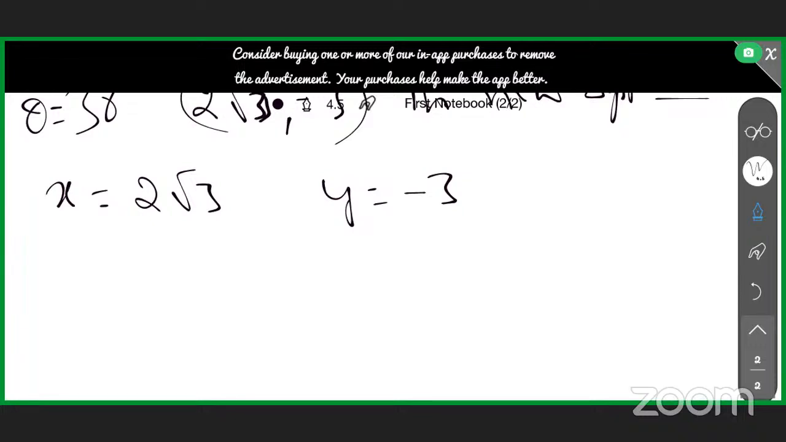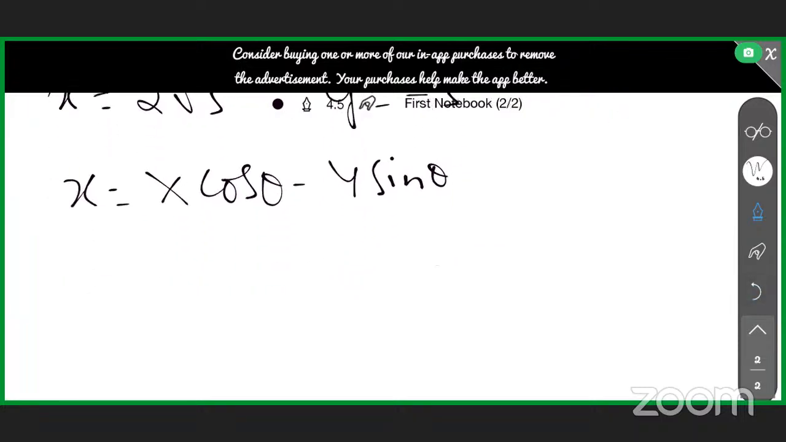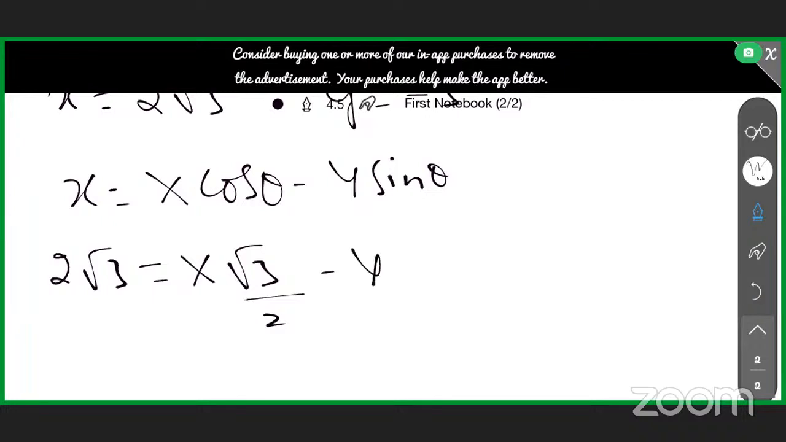One more method: x = X cos θ − Y sin θ. Now I will go a little down, no problem. My x value is 2 root 3, and my capital X value, I don't know, is divided by 2. But cos 30 is how much? Root 3 by 2. Cos 30 is root 3 by 2, minus my y, I don't know, I keep y as it is, into 1 by 2.